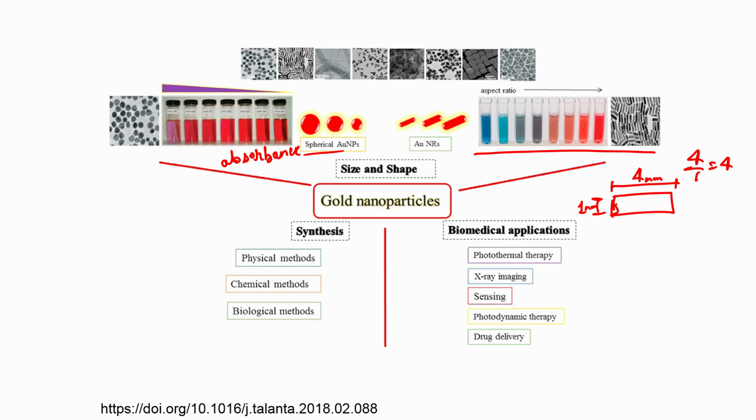Depending on the aspect ratio, you will get different fluorescence and absorbance for the nanorods also. So they have been used for various applications. They have been used for photothermal therapy. So these things will absorb light and will actually heat up, and the local temperature around these particles will increase to very high levels, up to let us say 60 degrees Celsius, 70 degrees Celsius, and these can then be used to kill whatever cells are in the surrounding.